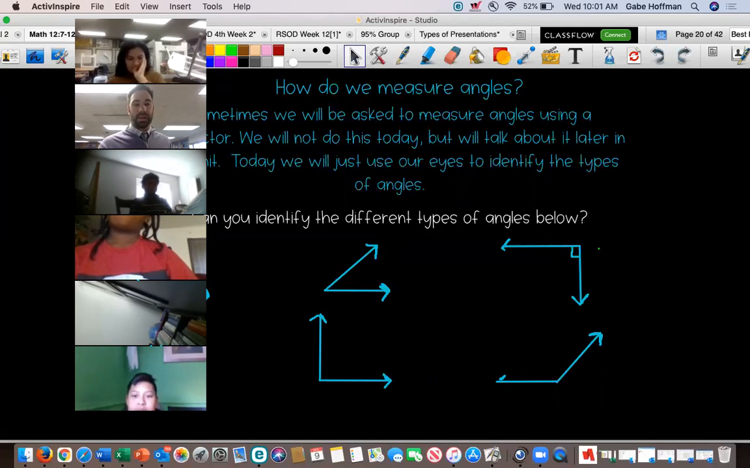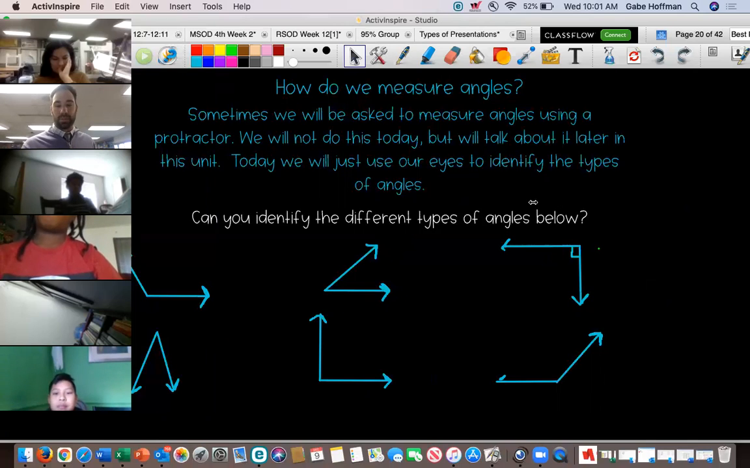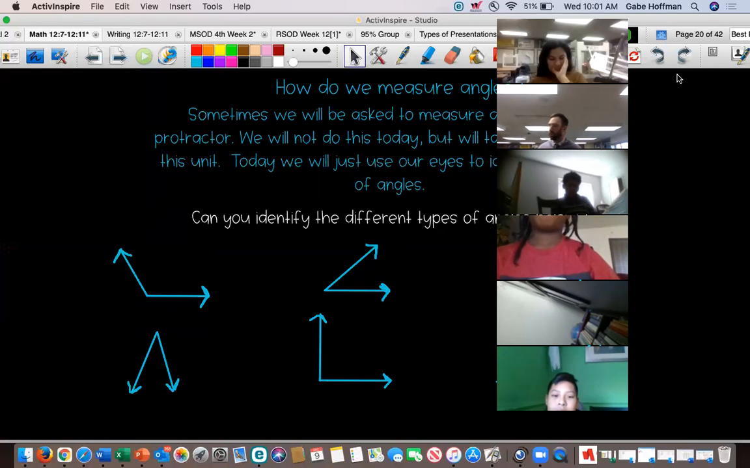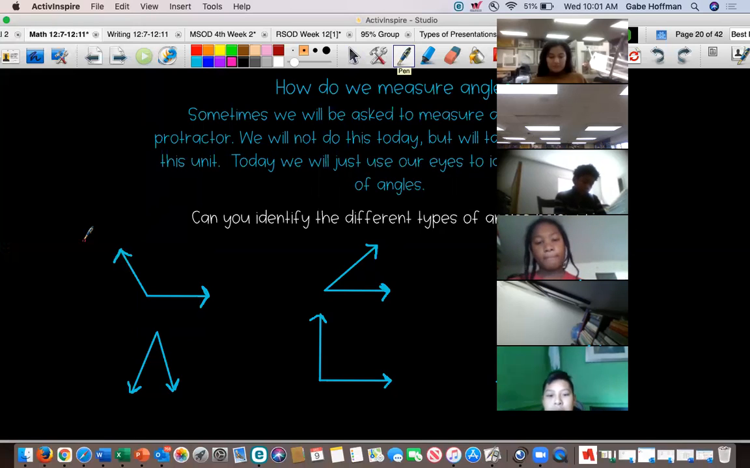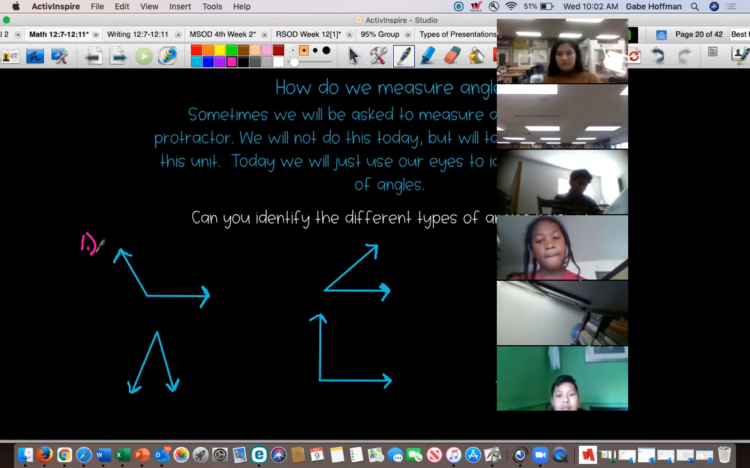What we are going to do right now is I'm going to call on you randomly, and we're going to practice identifying these as an acute angle, a right angle, or an obtuse angle. And I'm going to ask you to explain why or how you know it is each one. Derek, we're going to start with you. This angle right here, number one, is that acute, right, or obtuse?